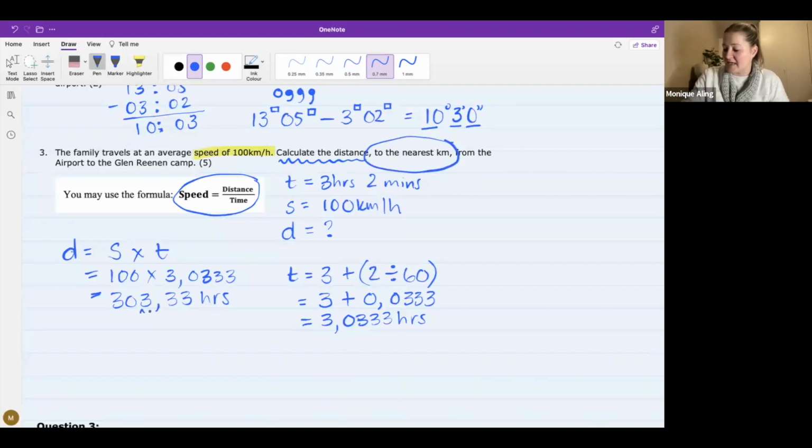So that means we are looking at the 3 just before the decimal point. So is it closer to 303 or 304 kilometers? We look to the right, it is a 3, so that means it is closer to 303 kilometers.